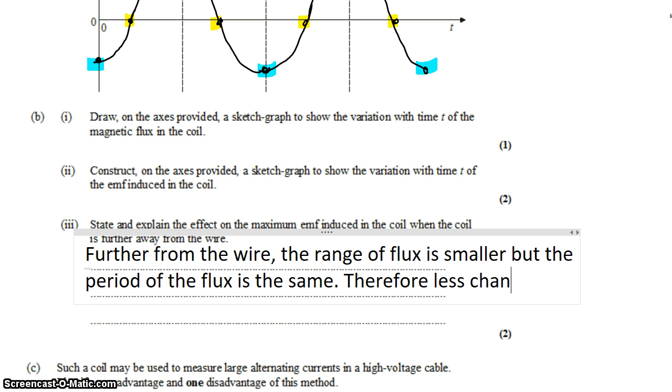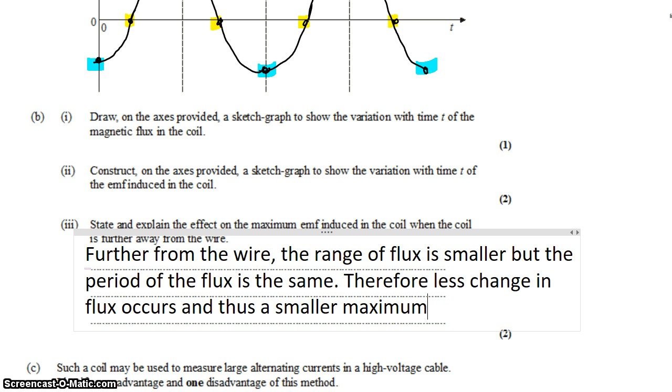What this means is that less change in flux occurs. The flux has to go through a smaller change in the same amount of time. And so a smaller maximum EMF is generated.